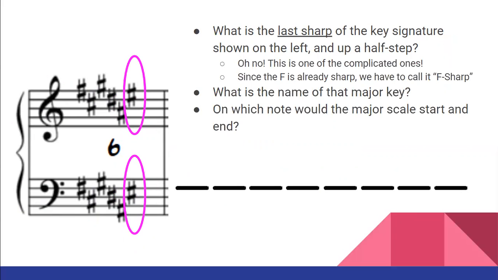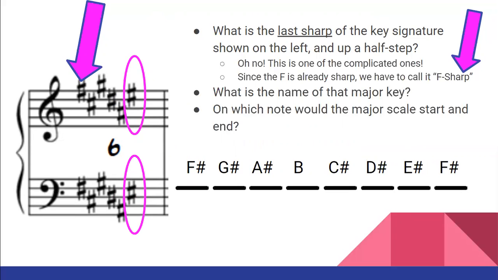Be careful that you don't start this scale on F because it has to start on F sharp due to the key signature. There they are. Since F sharp's already in the key signature, that's what we're going to start on. F sharp, G sharp, A sharp, B, C sharp, D sharp, E sharp, F sharp. That means the only note that's not sharp in this key is B.